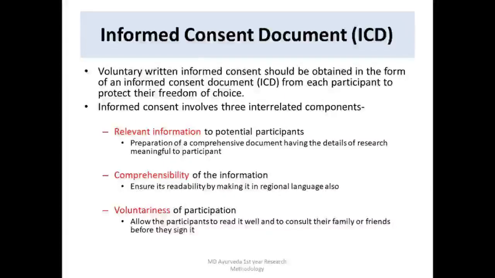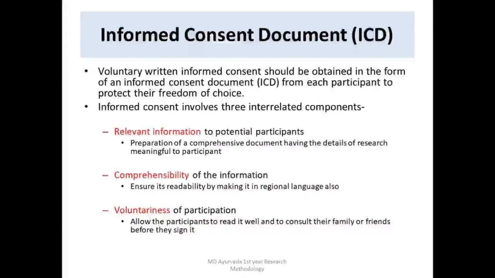These three interrelated components are: one is the relevant information. The informed consent process involves the information. The first thing is the information. This information has to be relevant to the potential participant, and it should comprise a comprehensive document having the details of the research meaningful to the participant, in very plain or simple language, so that the participants can understand it.